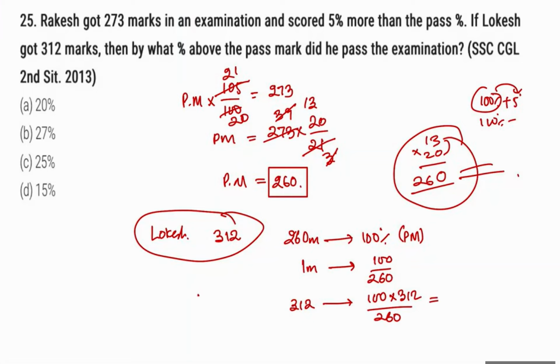312 into 260, calculate. 100 into 312 divided by 260 gives 10 into 312 divided by 26. 2 1 is 2, 2 3 is 6, 2 1 is 2, 2 5 is 10, 2 6 is 12, 13 3 to 9. 3 5 15, 3 6 18, 3 3 3 3 9. 26, 13 into 9.